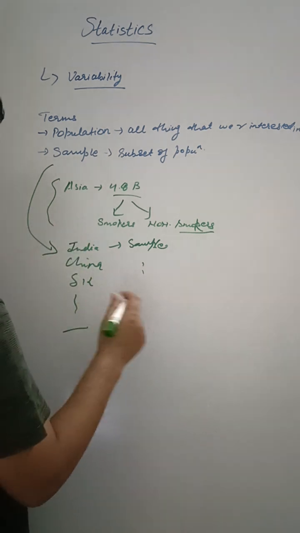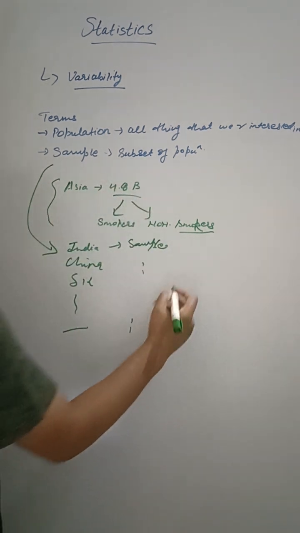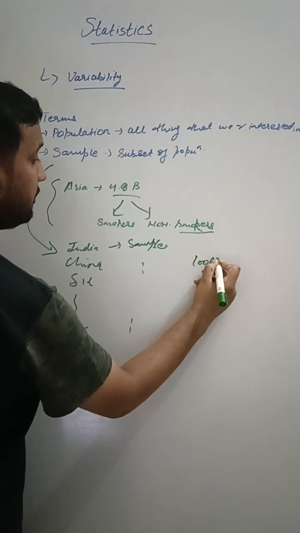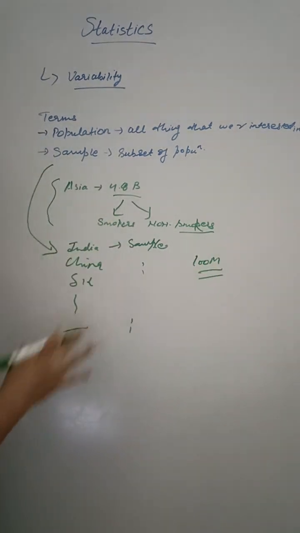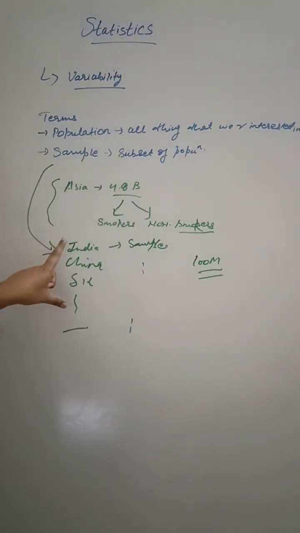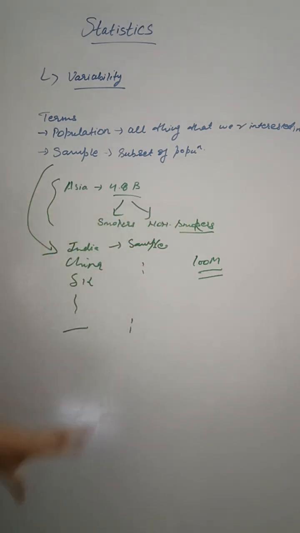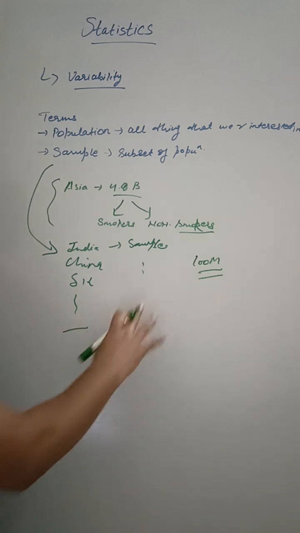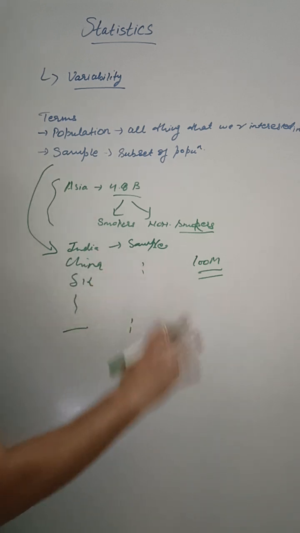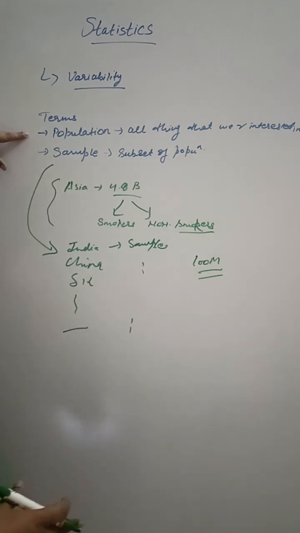For a study, maybe we can assume a sample size of 100 million. Based on the proportion of the population in the country, we are going to choose a sample size, conduct a survey, find out the values, and whatever estimates we get can be extrapolated to get the population estimates. So that is the importance of sample.